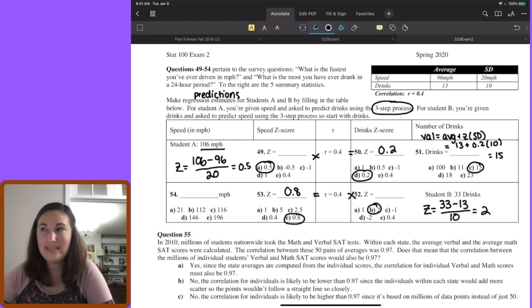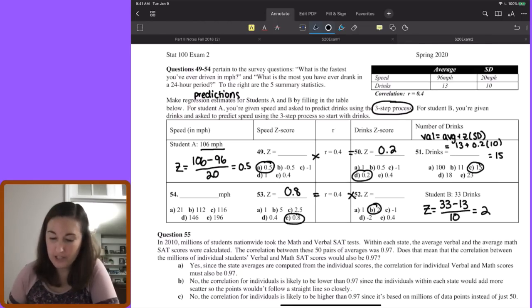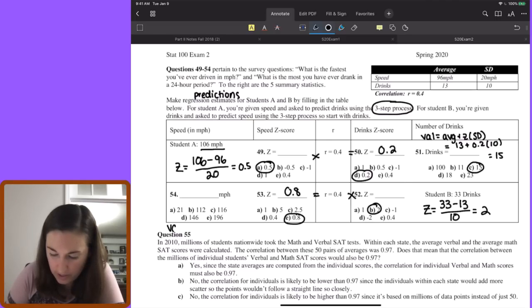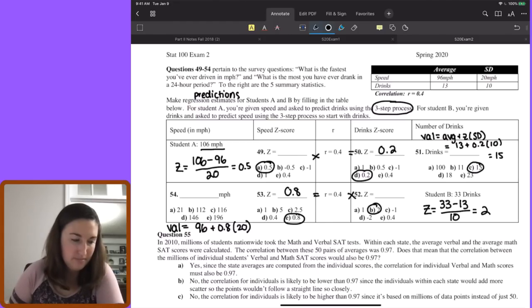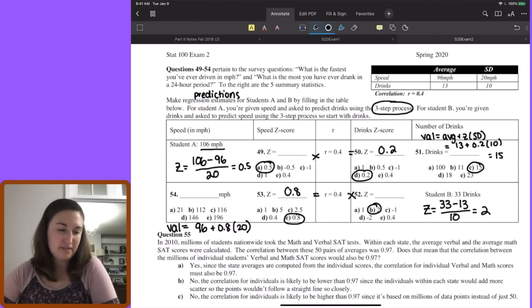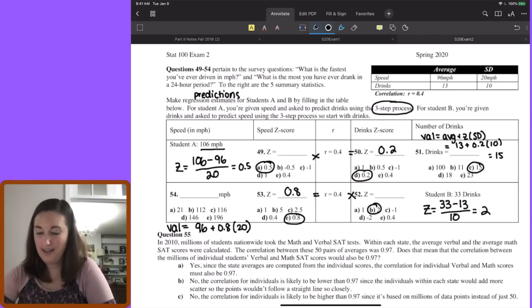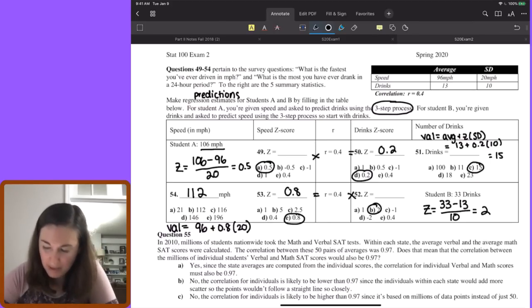And then the very last question, I am going to convert that back to an actual value. So let's see, value is equal to the average for speed, which is 96, plus my z-score, which is 0.8 that I just found, times the SD, which is 20. And that gives me, when I solve that, 112 miles per hour.